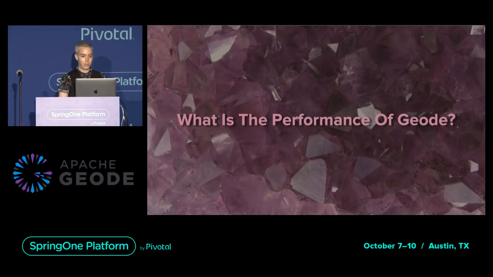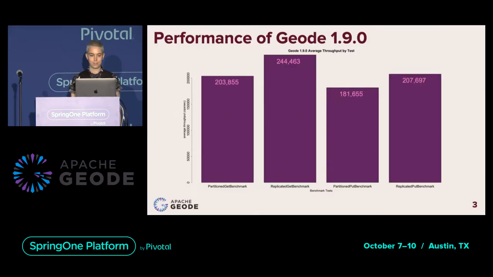So let's start with the most basic of those 3 questions, which is what is the performance of Geode? Here it is. So this is Geode's performance. On the vertical axis, we have the throughput in operations per second. On the horizontal axis, we have 4 tests that we are going to be focusing on today. We can see that partition get benchmark had an average throughput of about 200,000 operations per second.